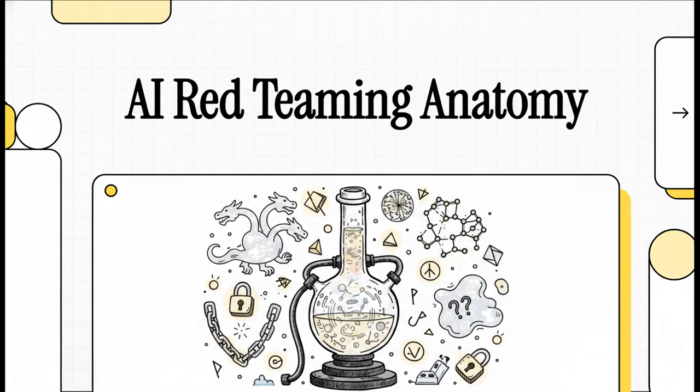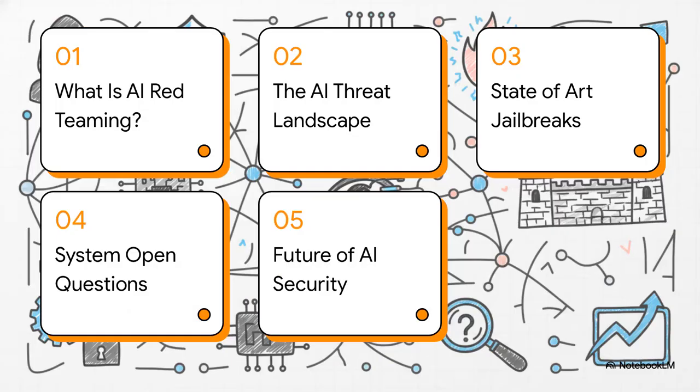It's wild. So here is our scope of engagement for today. We're going to cover what is AI red teaming, the AI threat landscape, state-of-the-art jailbreaks, system-level open questions, and finally, the future of AI security. Let's get right into it.